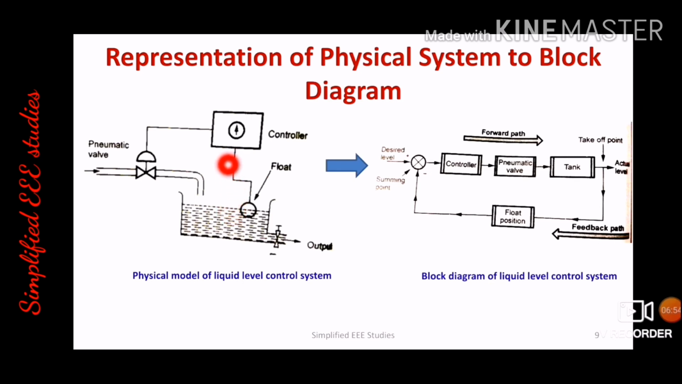The float feeds directly to the controller. The controller will take the necessary action towards the pneumatic valve. If the water level is not reached, what is going to happen? The float senses that the water level is not reached. Then the controller acts. Based on the controller action, the pneumatic valve gets operated. Based on the operation of the pneumatic valve, water comes in, fills the tank, and maintains the desired height.